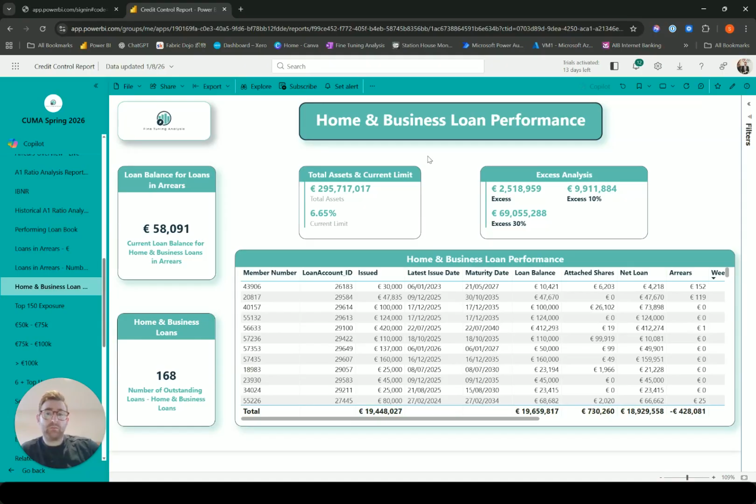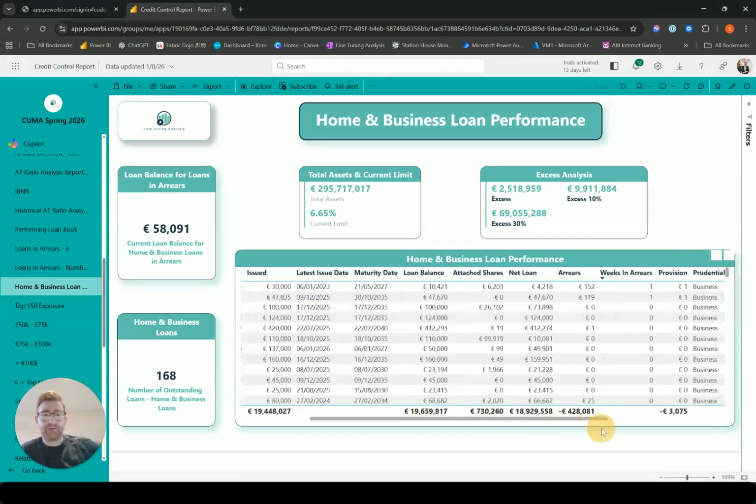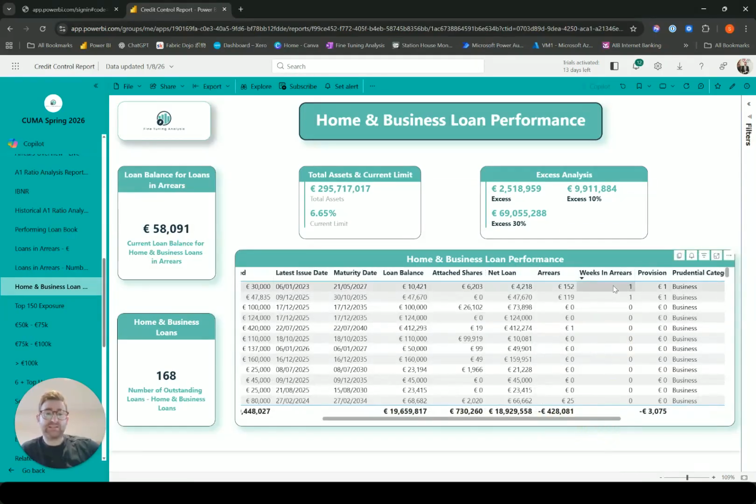So the current loan balance for the loans in arrears for home and loan balance is 58,000, so quite small. We have 168 loans outstanding. That's not loans in arrears. But really quickly, if we wanted to focus on the loans that were in arrears, we come over here and we're already sorting it. So these two loans are the only loans that are in arrears for this particular categorization, home and loan business, okay? And that's where the loan balance is coming from. The 10.4 and the 47.6 makes up that 58,091.